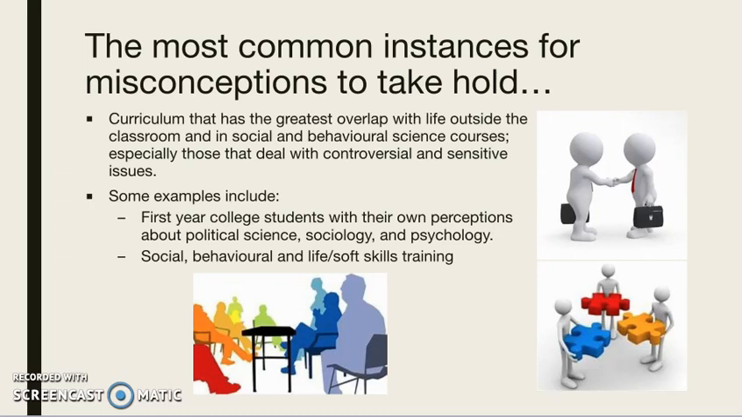The most common instances for misconceptions to take hold include curriculum that has the greatest overlap with life outside the classroom, so social and behavioral science courses, especially those that deal with controversial and sensitive issues. Some examples include first-year college students with their own preconceptions about political science, sociology, psychology, economics, anthropology, and history. Generally, there are fewer held preconceptions in mathematics and natural sciences and related fields. However, implicit common sense notions that these students cling to can derail their learning.